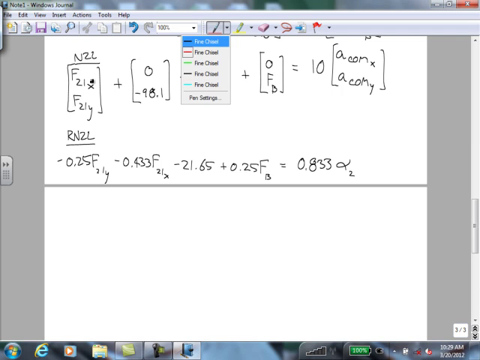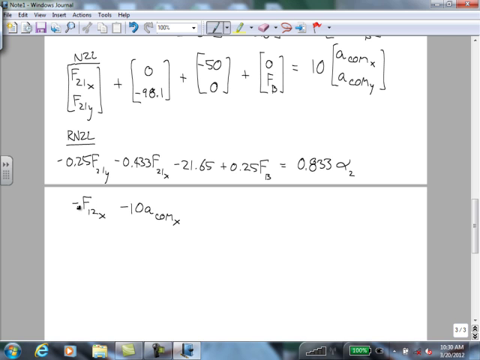But so I'm going to write this as negative F12x minus 10 A COMX. And if you have more than one body that you're doing about the center of mass, then you need to number these. So center of mass of body 2, you know what I mean? It becomes sort of a bookkeeping issue, and that's equal to 50.